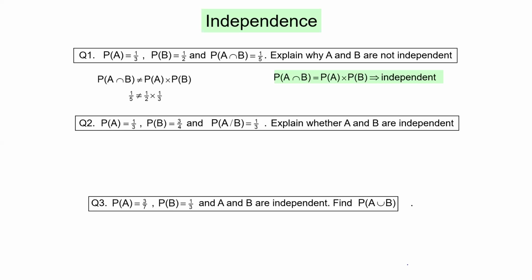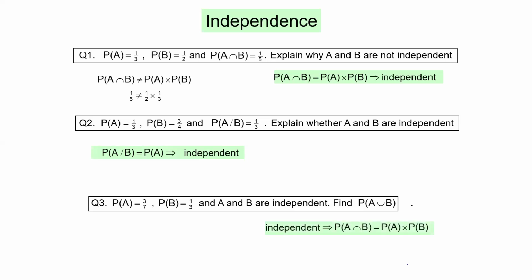Yes, sir, they are independent. First we use the formula, P of A given B, 1 by 3 times 3 by 4. Then we get 1 by 4, and then we multiply A and B together, and we're getting 1 by 4. So we're getting the same value, which makes it independent. Yes.